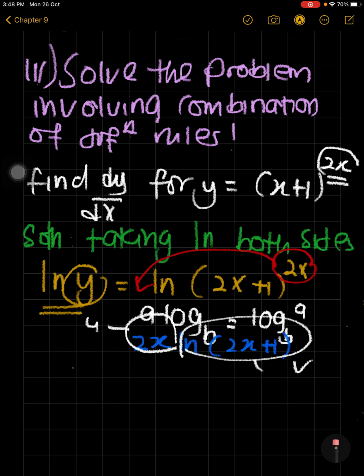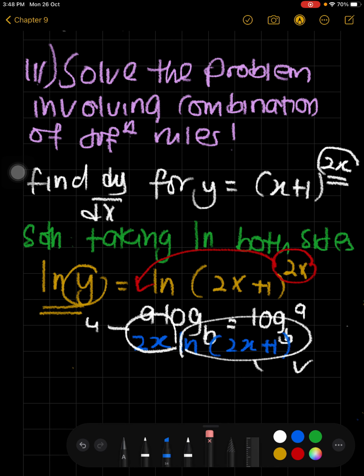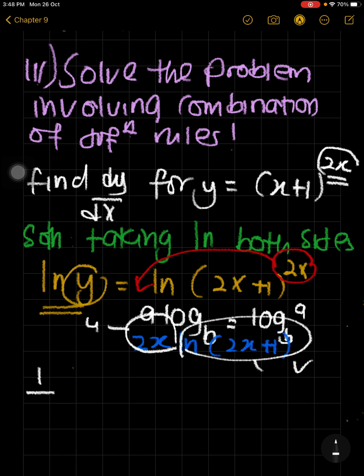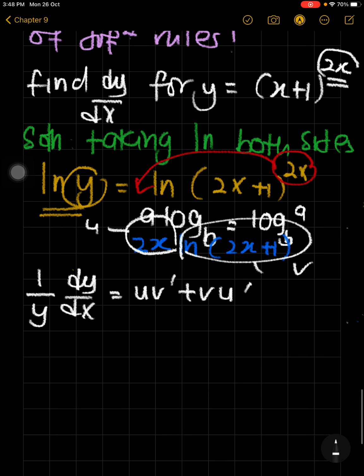Tulis balik 1 over y dy dx. Madam explain dah tadi kenapa you dapat dy dx ni, because you have to differentiate towards x, so that's why dy per dx. And then hak ni you akan buat u v prime plus v u prime. Okay, this is your u kan. u adalah sama dengan 2x. v adalah ln (2x plus 1).